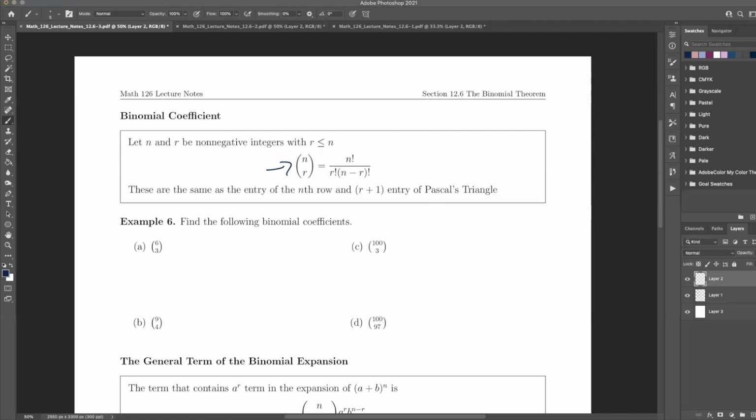We'll have to test it. I will test it and we'll see if I can show you how to type it in Wolfram Alpha. Okay, so these are the same entries of the r plus 1 row of the Pascal triangle.